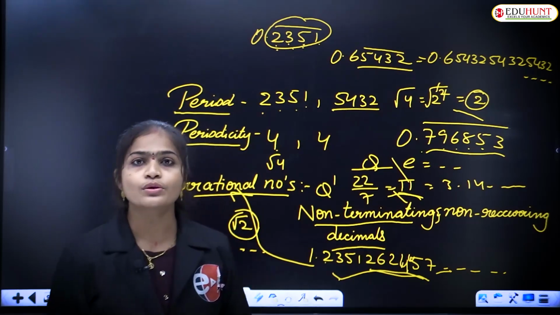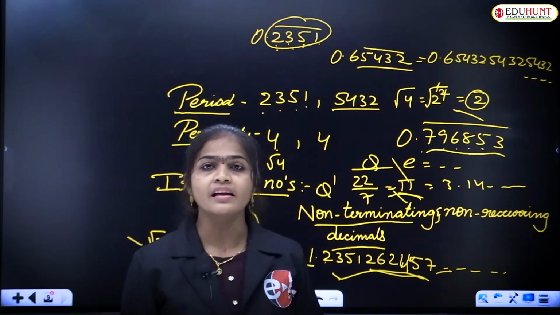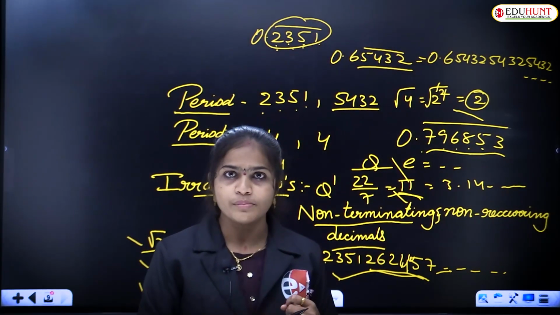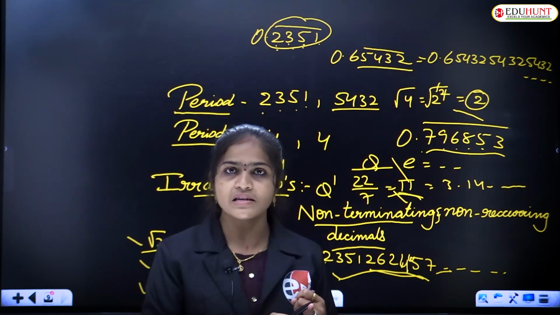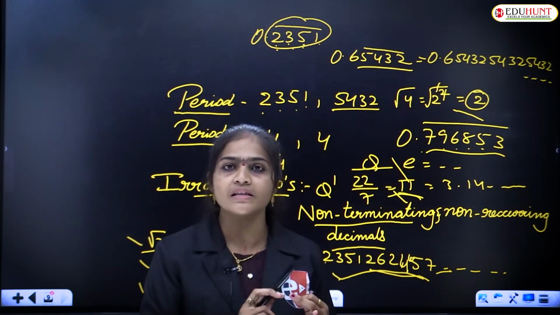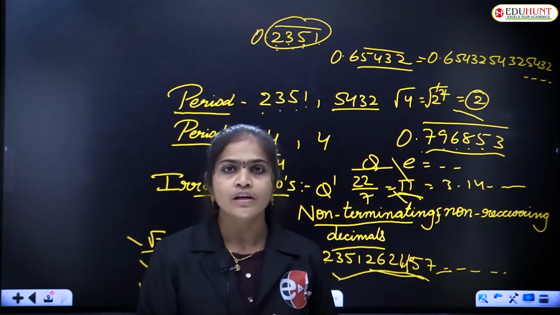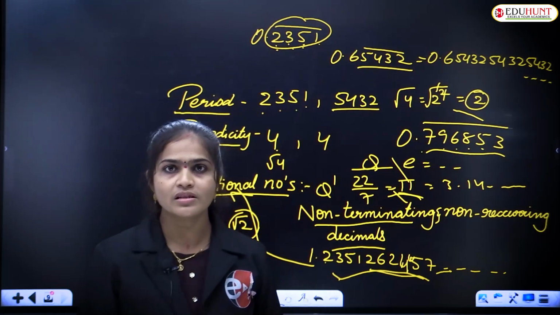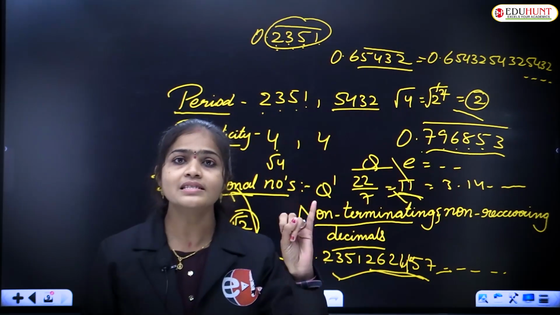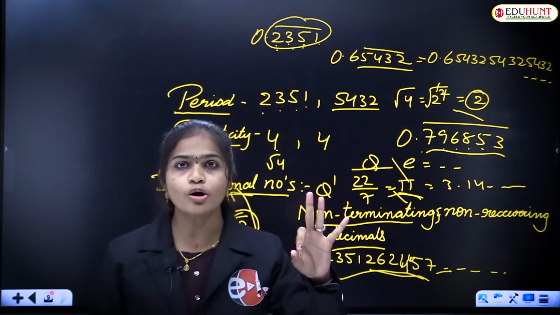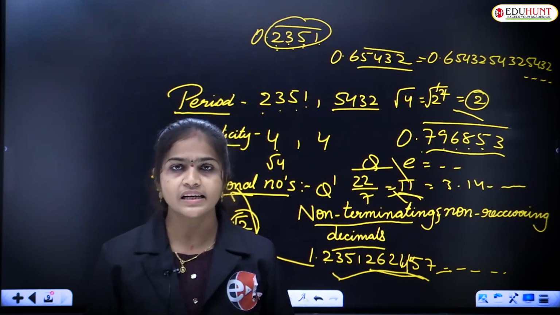Okay children, so in this video we discussed fractions and rational numbers. About rational numbers we discussed everything. After that we discussed irrational numbers. In the next video we are going to discuss real numbers, imaginary numbers and complex numbers. Okay children, thank you.